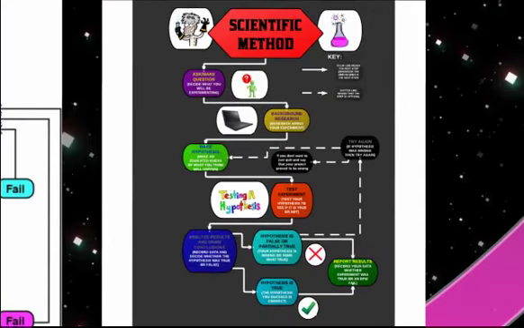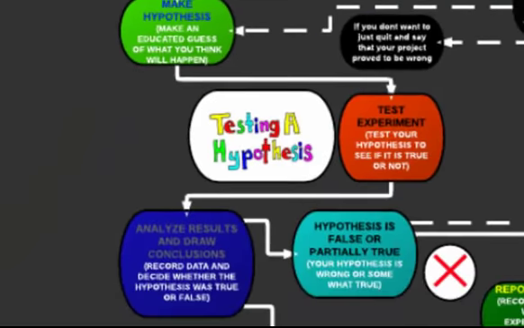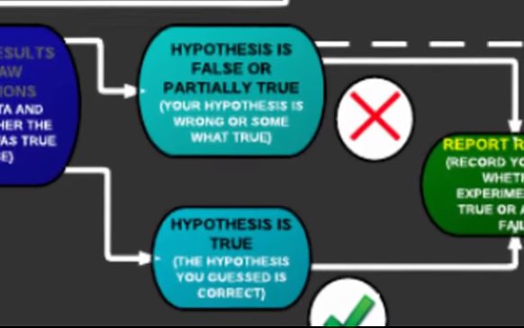Now in this one, I realize that you can't read all of the steps, but I want you to see how many different areas there are on here. You have asking the questions, you have background research. Depending on what it is that you're studying, you may have to do some research before you can even form your hypothesis. You do your experiment, you analyze your results, there's a true contingency, there's a false contingency.